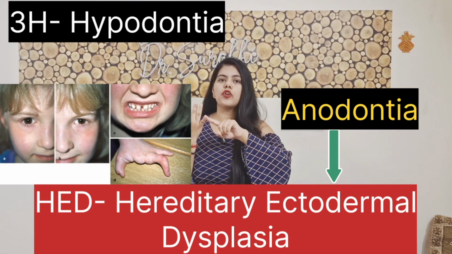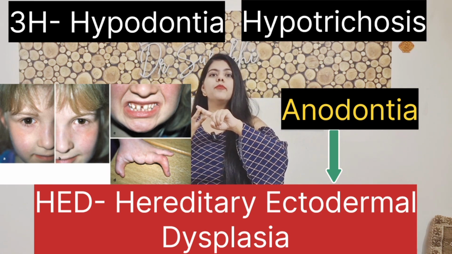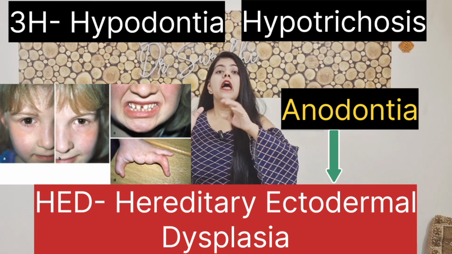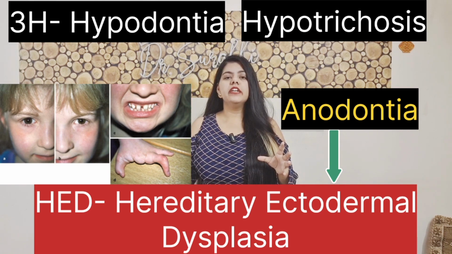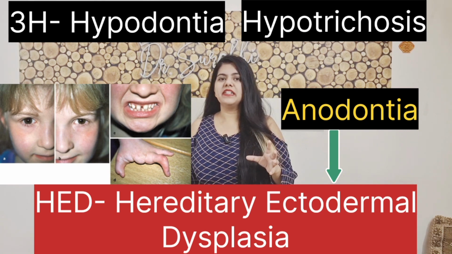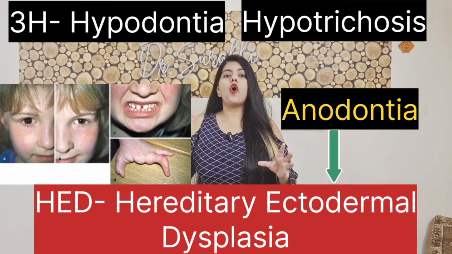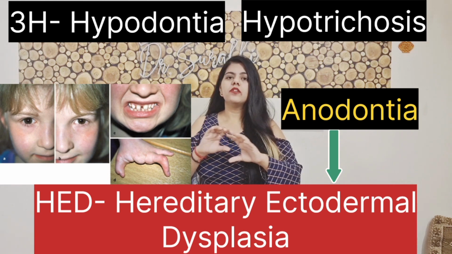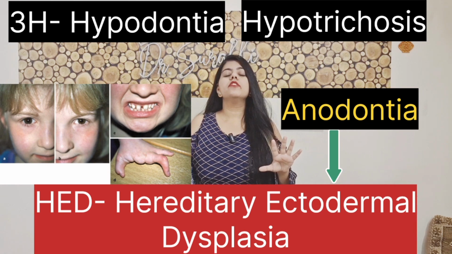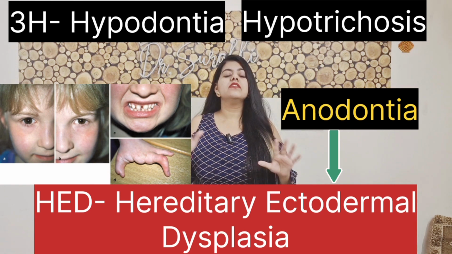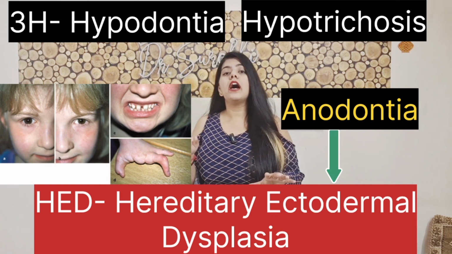One is hypodontia, that means the absence of the teeth. Second is hypotrichosis, where a normal baby is born with hair on the head, but in early childhood there is a hair loss tendency. That condition is known as hypotrichosis. We say it by spelling just to make you learn, but the pronunciation is hypotrichosis, right? Now the third H in this syndrome is hypohidrosis.